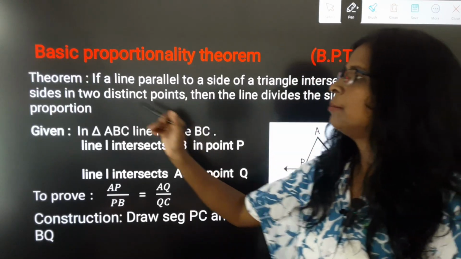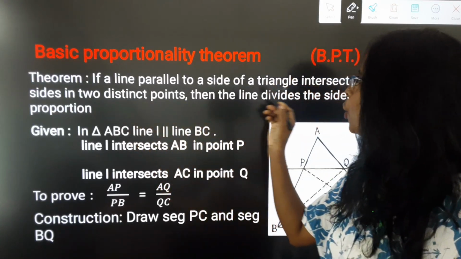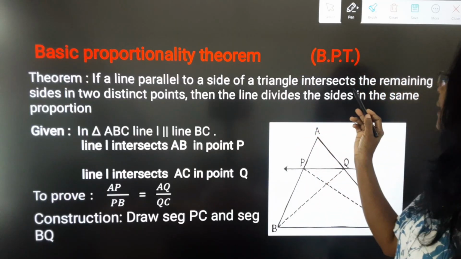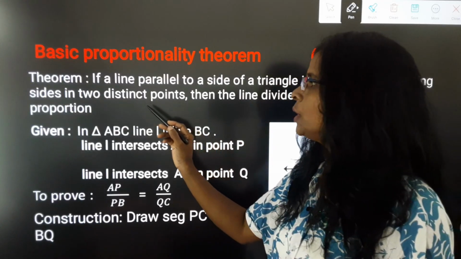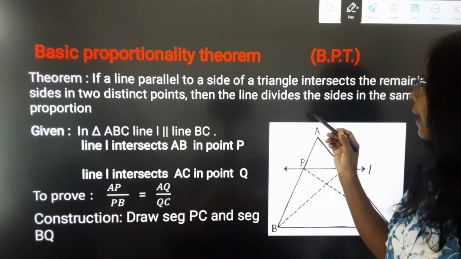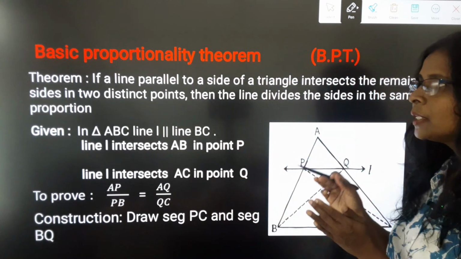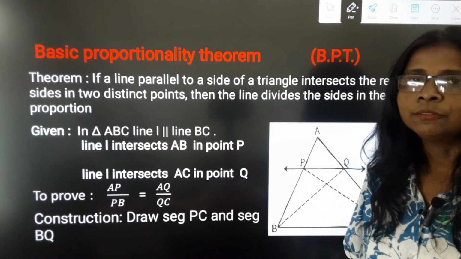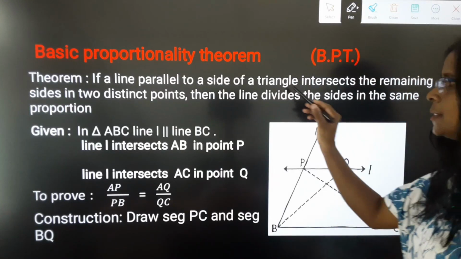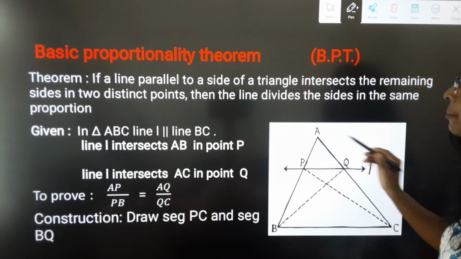The statement of this theorem is: if a line parallel to a side of a triangle intersects the remaining sides in two distinct points, then the line divides the sides in the same proportion. Okay, so as per the statement, we draw the figure. First we draw a triangle, triangle ABC.